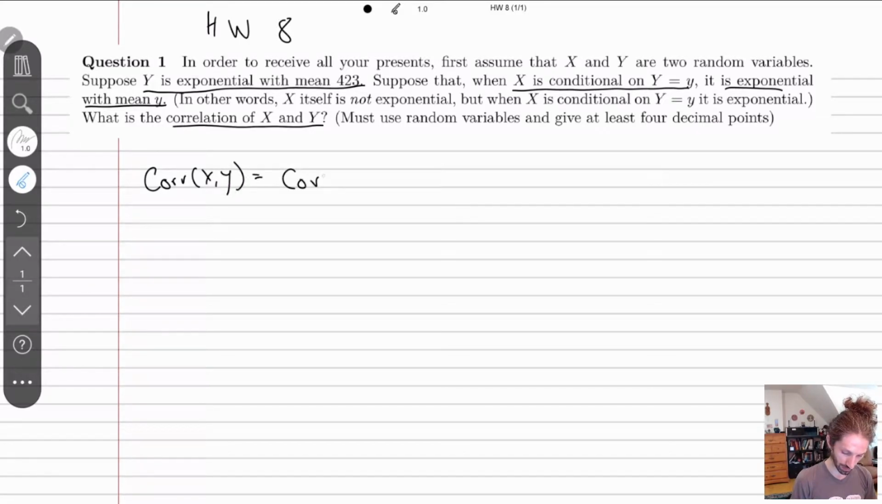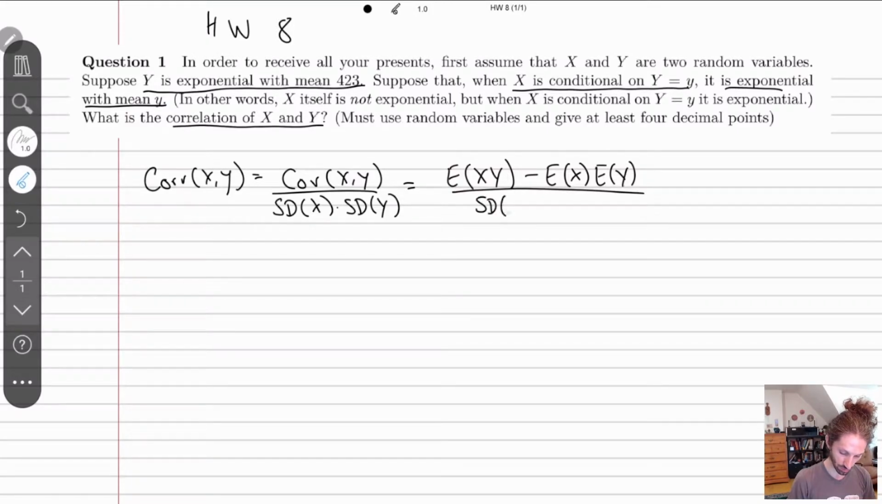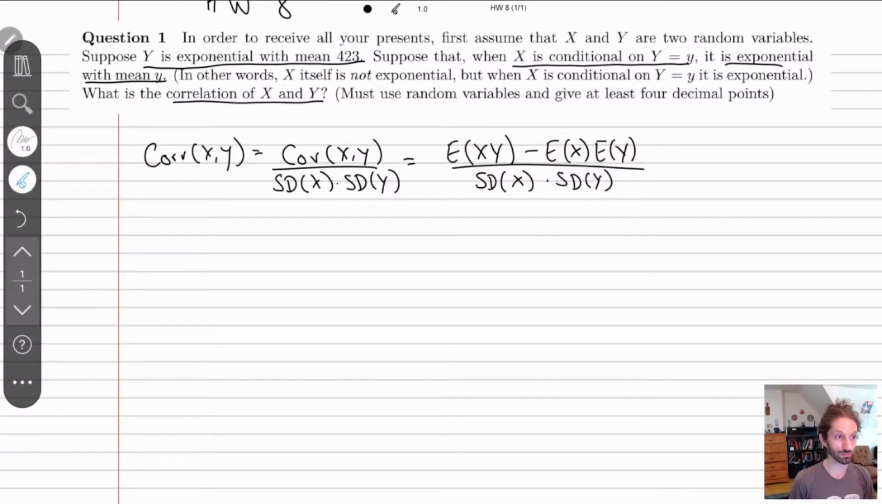So here, if you remember, by definition, this is just the covariance of x and y divided by the standard deviation of x times the standard deviation of y. So this covariance, if you remember as well, is just the expected value of x times y minus the expected value of x times the expected value of y, divided by these two standard deviations. One thing that should be fairly easy to solve right away is the expected value of y. We're told that the mean is 423. So we know that the expected value of y is 423.